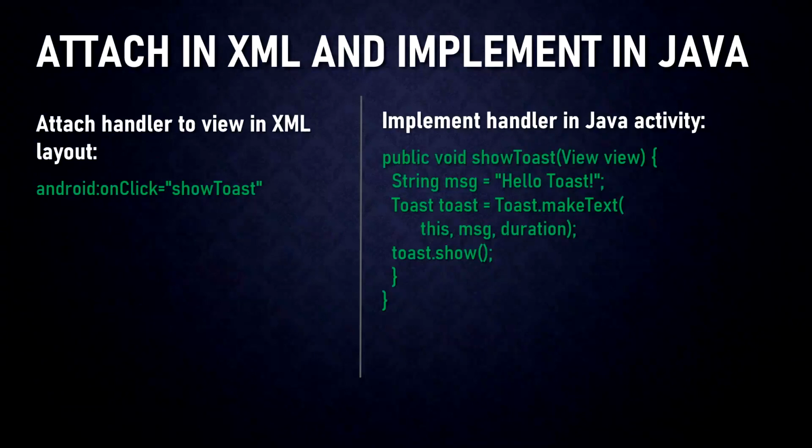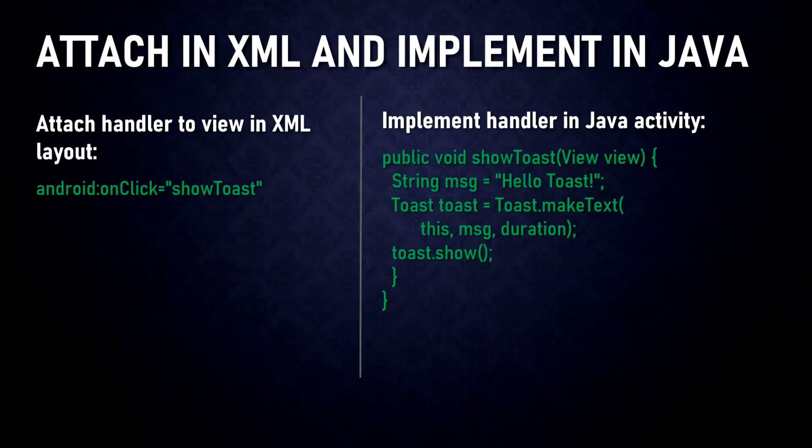The other way is by using the Java activity. Once you specify the onClick attribute with a name like showToast, you have to specify this showToast method in your activity. This is a must. If you don't do this, it will be an error and your app will crash. You are telling it that if this view is clicked, then go to the showToast method. But if you don't implement the showToast method in your Java activity, it will be an error.